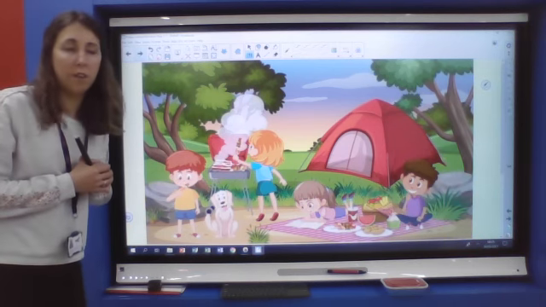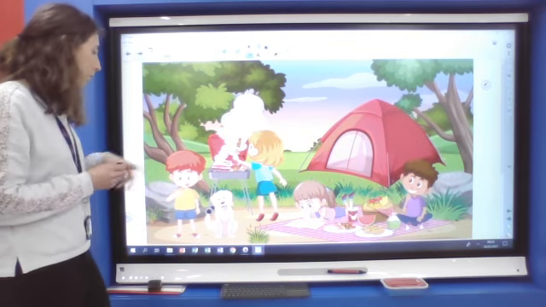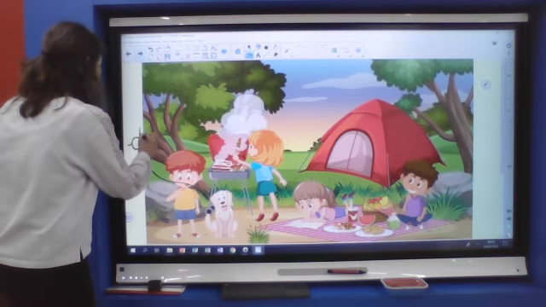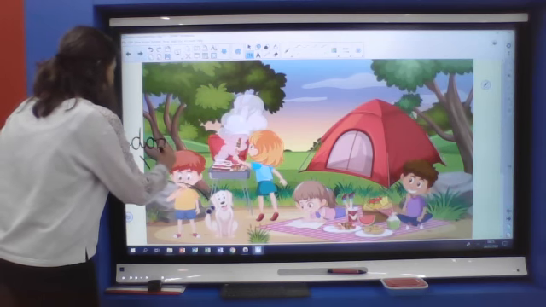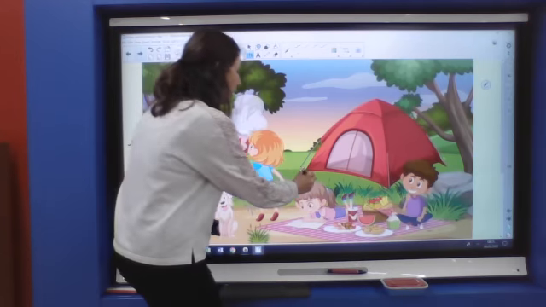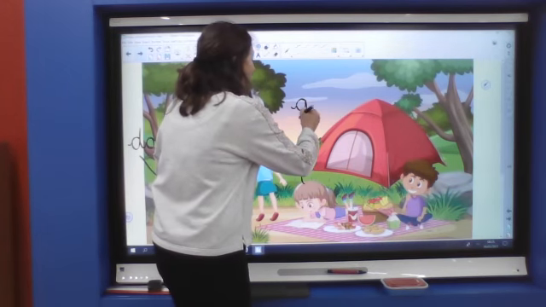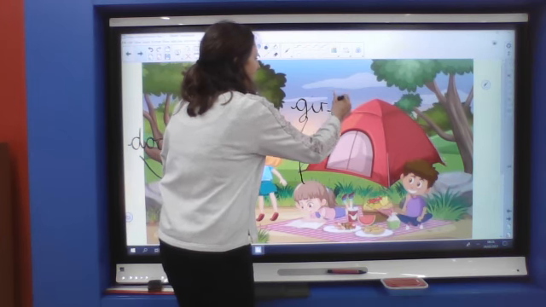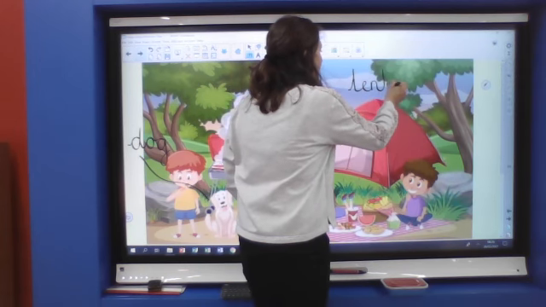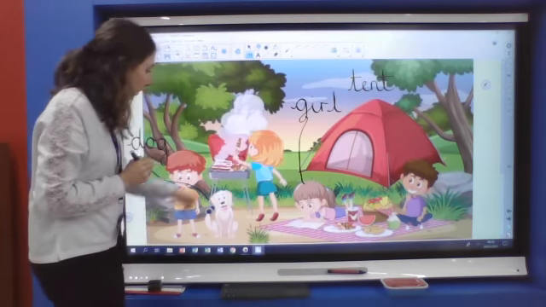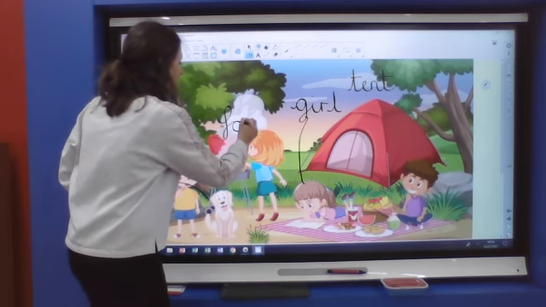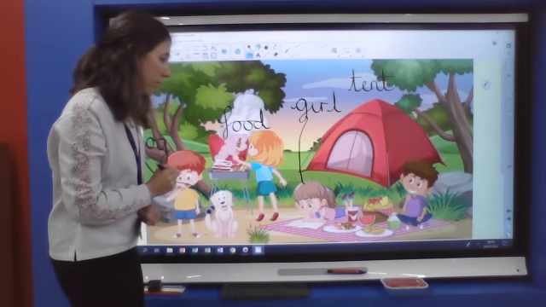I'm going to write just a few down. There are lots and lots to think about in this picture. Okay, I can see that we have got a dog. So a dog would be a noun. We've got a boy. We've also got a girl, haven't we? So we might want to write a sentence about a girl. We've got a tent. We might want to do a sentence about a tent. We've got some food here being cooked, haven't we? We've got food. That's a noun. That's the name of something.